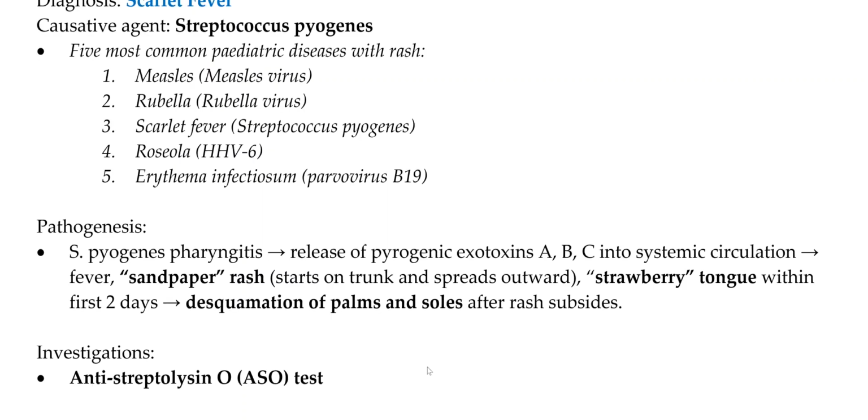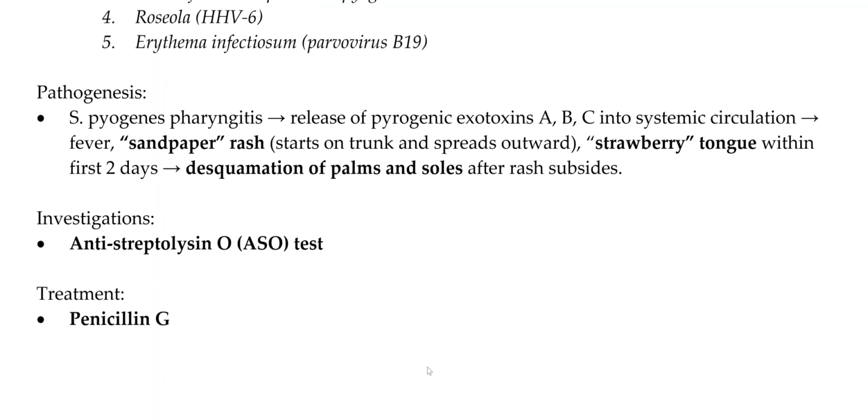Now, which investigation should you do? ASO test, that is the anti-streptolysin O test, which is indicative of evidence of streptococcus infection, and detects antibody against the toxin streptolysin O. And the treatment is penicillin.